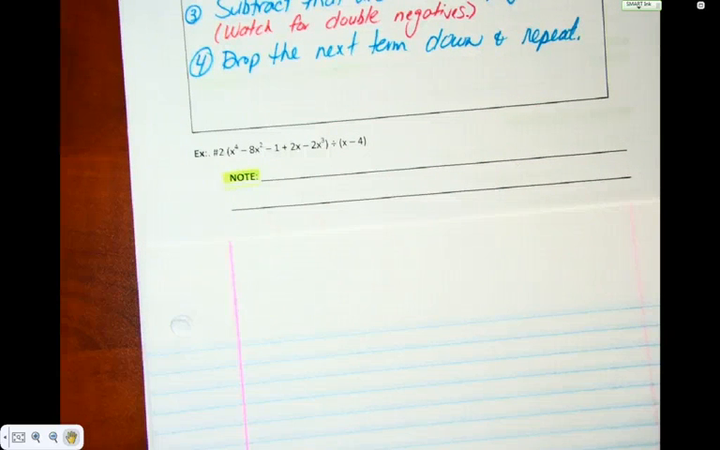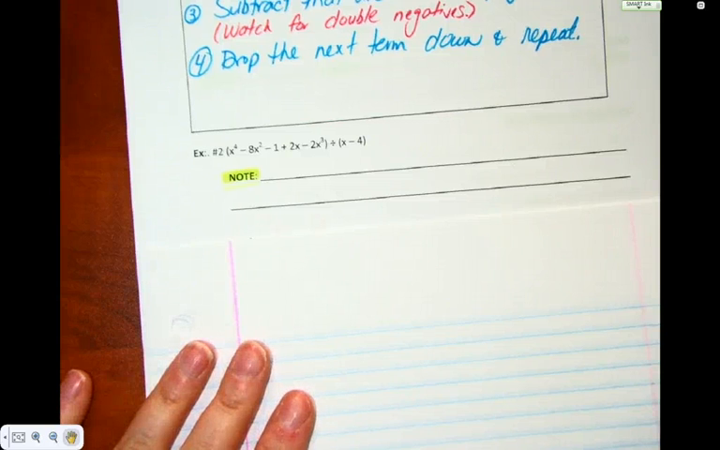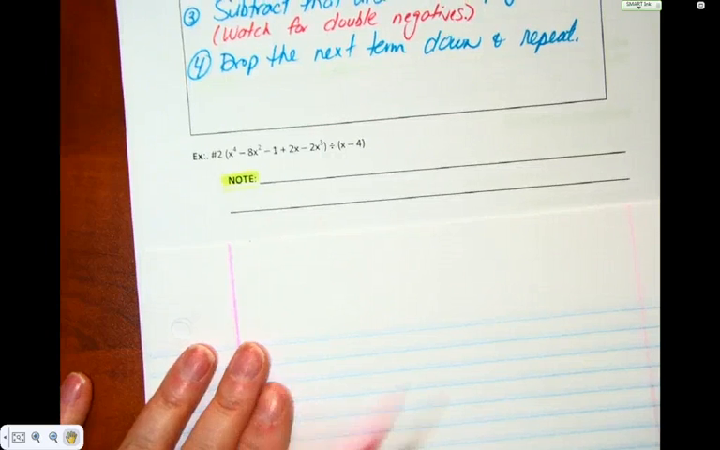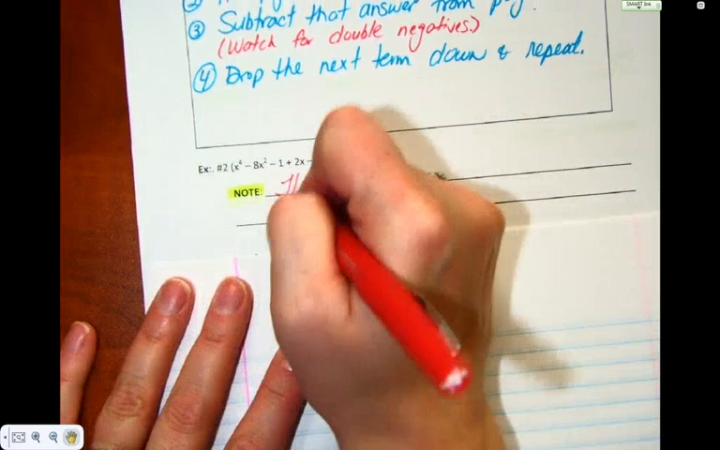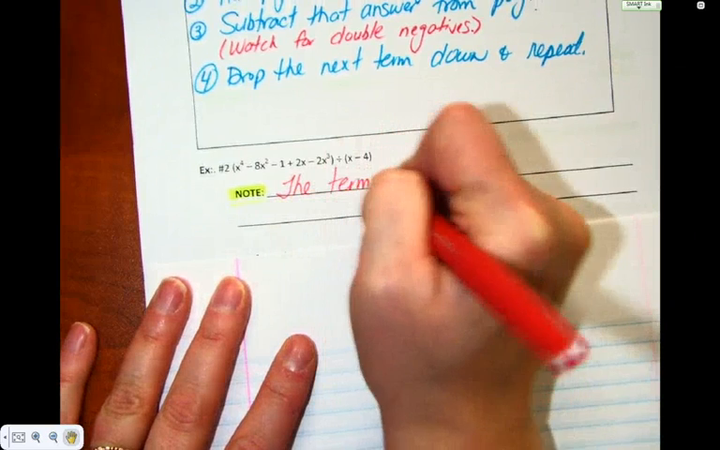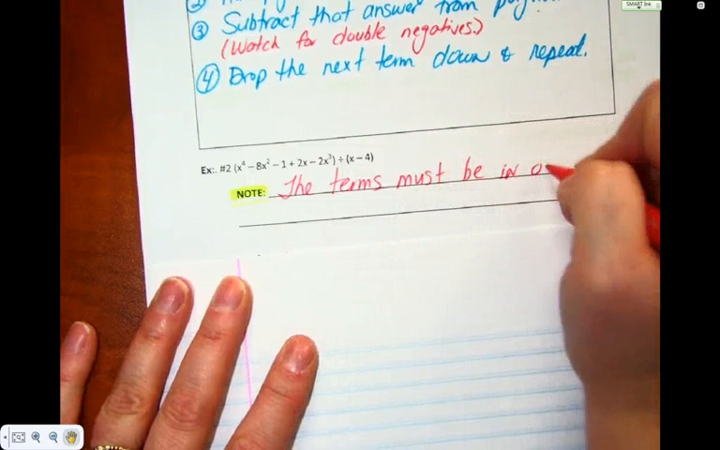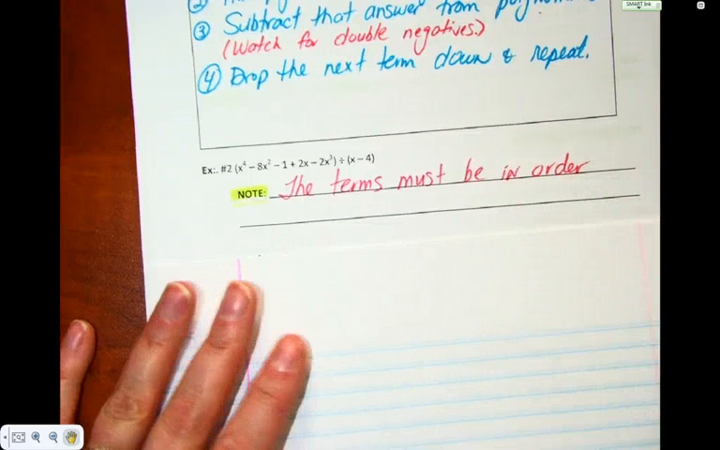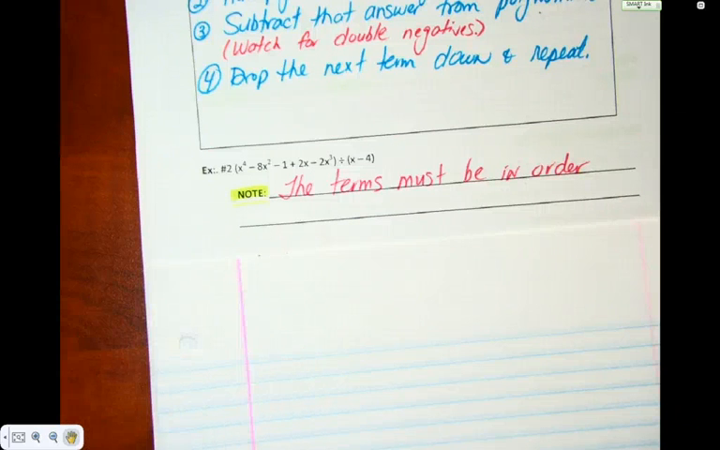So take a look at the polynomial and tell me how this is different from the last one. It's set up differently. Yes. What does that mean? The x cubed is in the back. So what do you think my note is going to say? Yes, the terms must be in order. No, because what we're actually doing is setting up the columns to be the exact same exponents. Otherwise, you're going to end up subtracting, say, an x from an x cubed, and we know we can't do that.